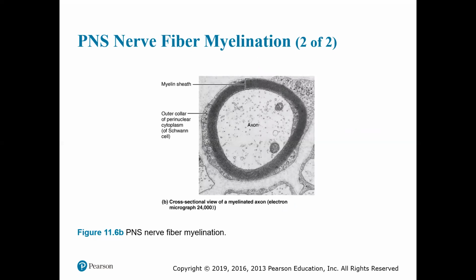Here's an electron micrograph of the axon, and starting to get myelin there around here. It's a cross section. And you see the axon has cytoplasm. This could be a mitochondria, it's hard to say. Pretty cool.